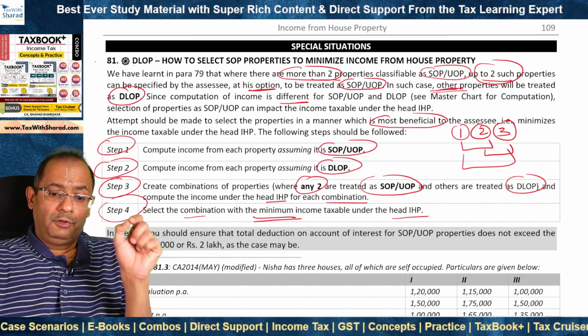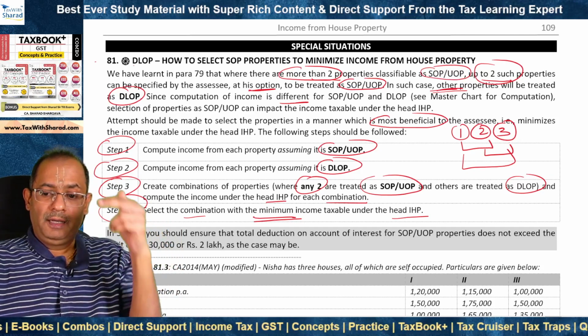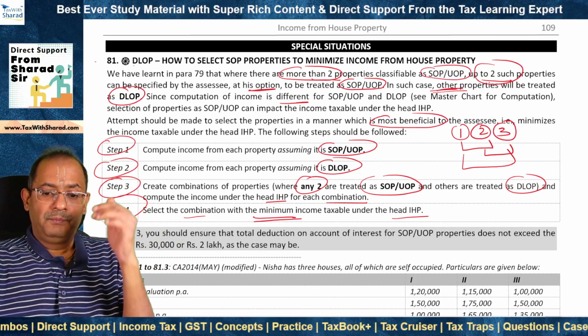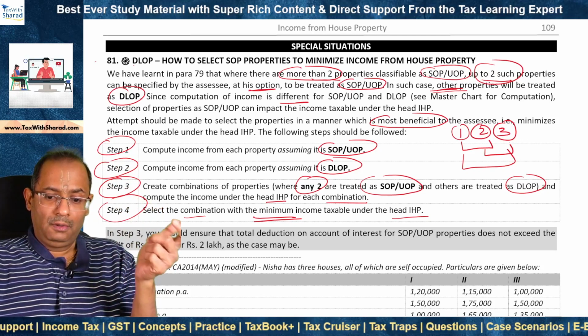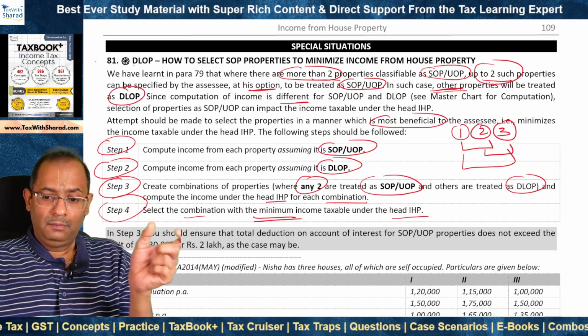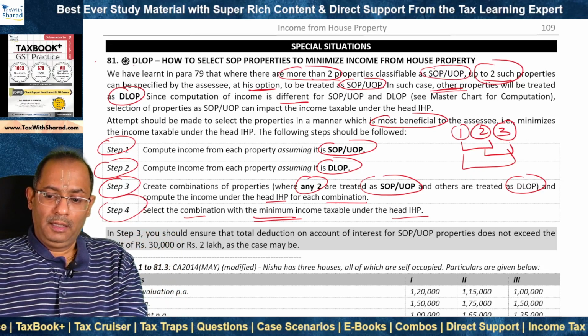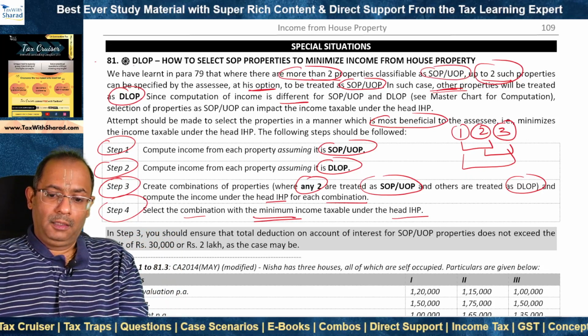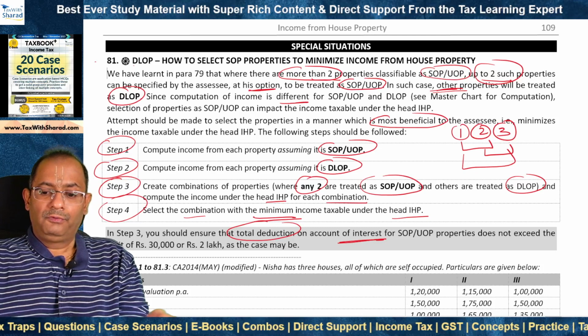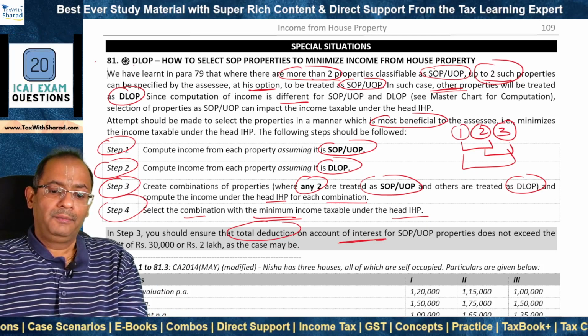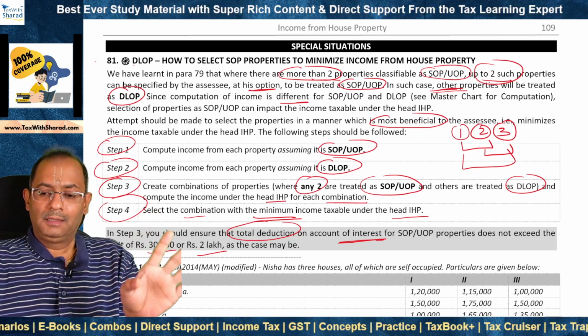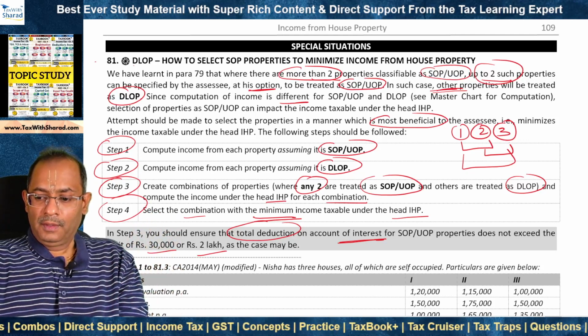Now, what we should carefully note is in step 3, when we are computing the income taxable under the head IHP for a combination and we are treating any two properties as SOP or UOP, then we should ensure that the total deduction on account of interest for SOP, UOP does not exceed the limit of 30,000 or 2 lakh as the case may be. This is what we should note.